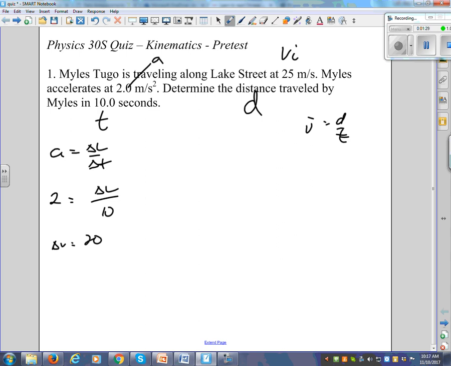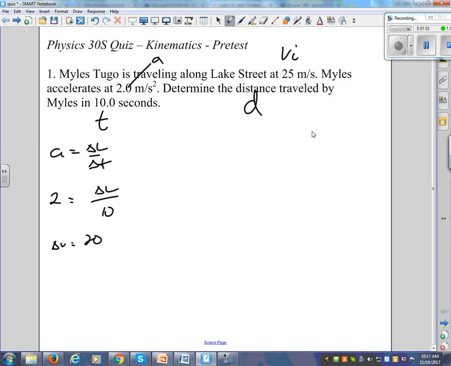Now, a lot of people just plugged in, they just went 25 is equal to d over 10 and got 250. That's wrong, because the 25 is the initial velocity. It's not the average, is it? That one is wrong. Okay? So the change in velocity is 20. It goes up by 20.